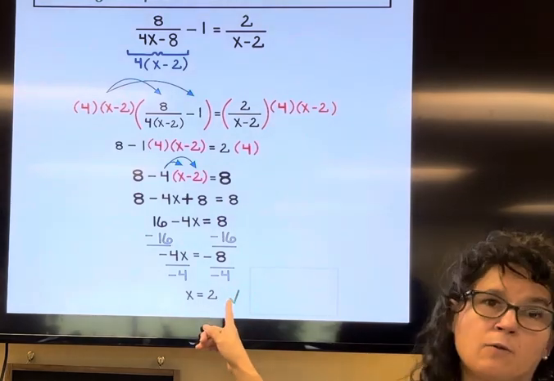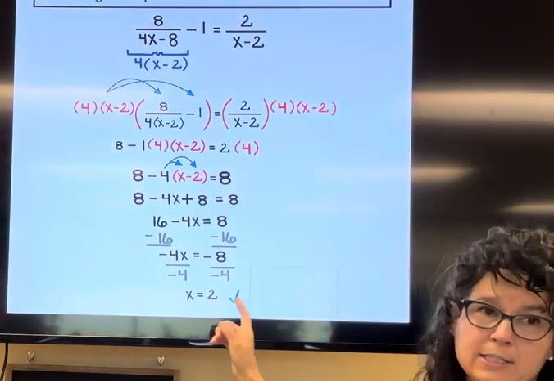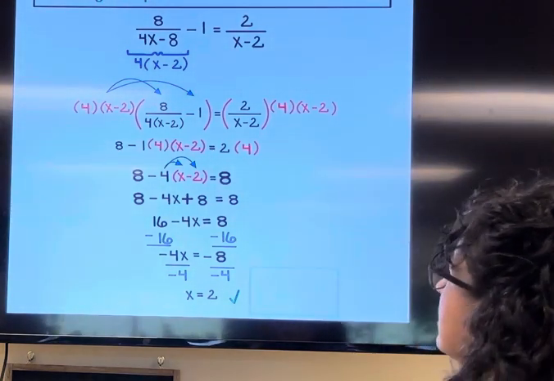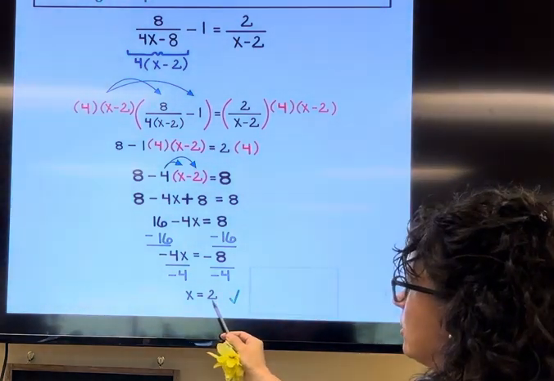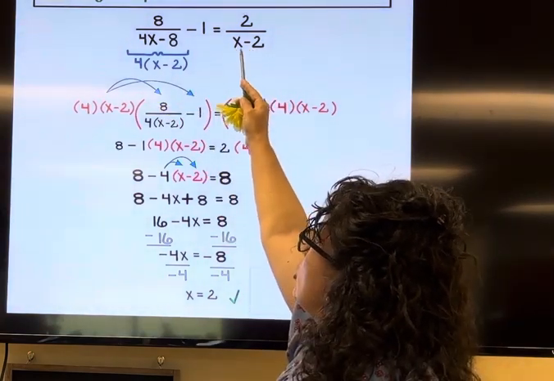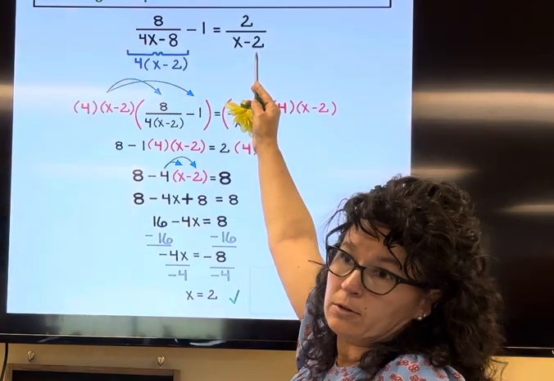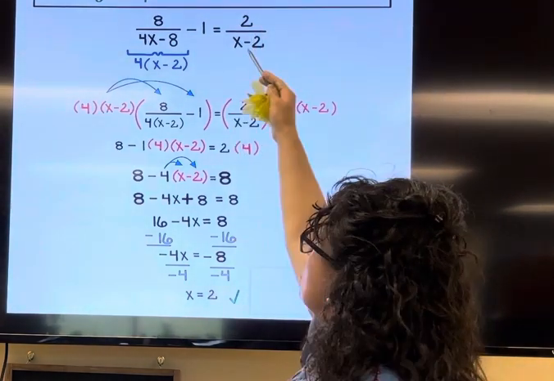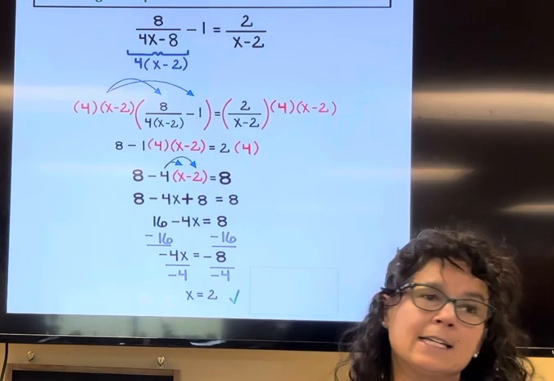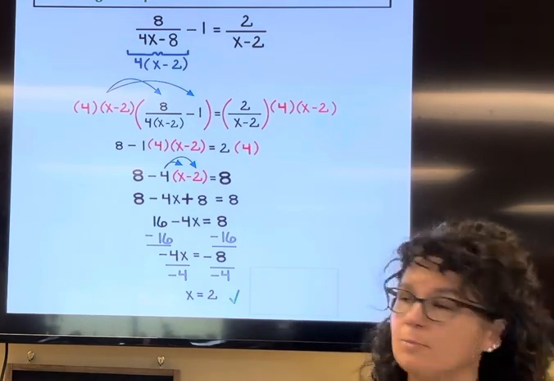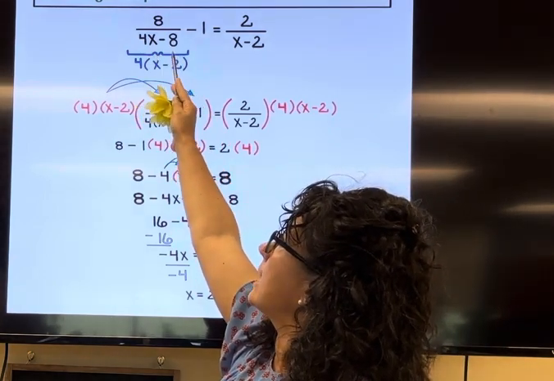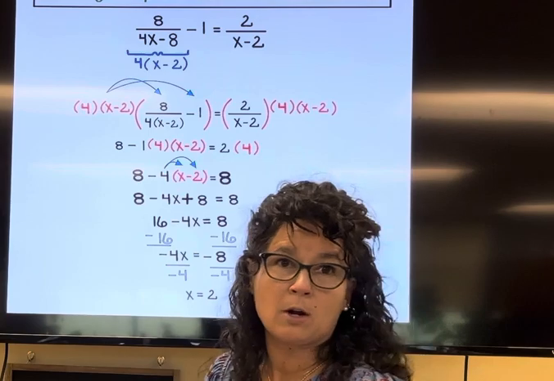But let's remind ourselves one more time, we have to check it because the original equation had a variable in the denominator. If we take this 2 and we put it back up into the original equation, 2 minus 2 is 0, and that leads us to do 2 divided by 0, and we can't divide by 0. It doesn't have to make all of them false, but it happens to make this other one as well. 4 times 2 is 8, 8 minus 8 is 0. 8 divided by 0 is a problem.